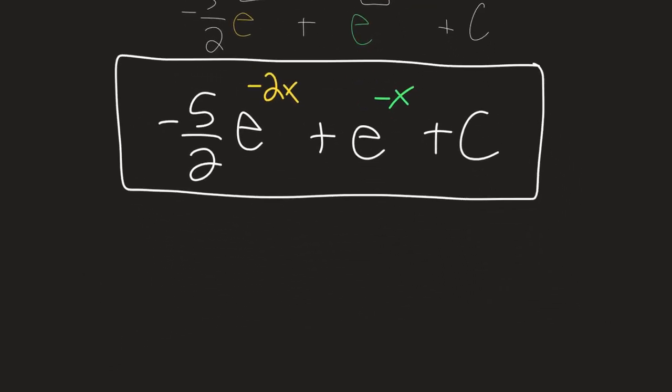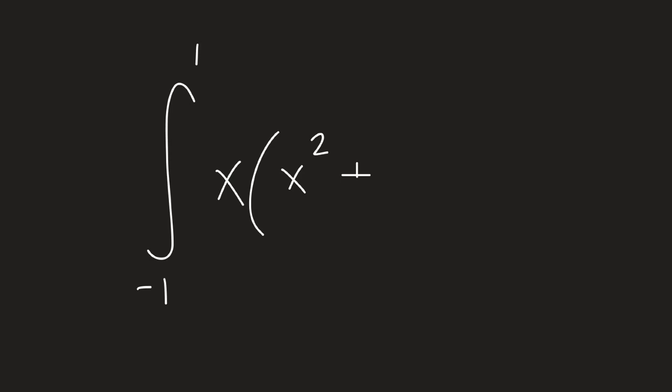Okay, so let's see what happens when we have a definite integral with a lower bound and an upper bound. We'll take the integral from negative 1 to 1 of x times (x squared plus 1) cubed dx. Okay, so let's look at that one.